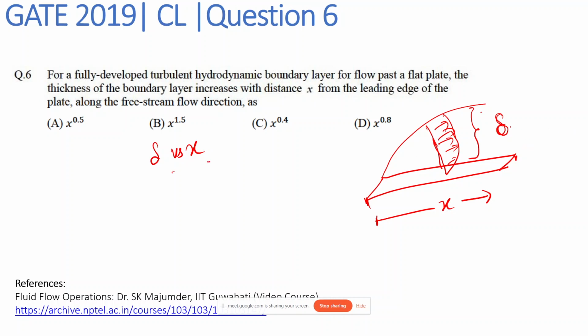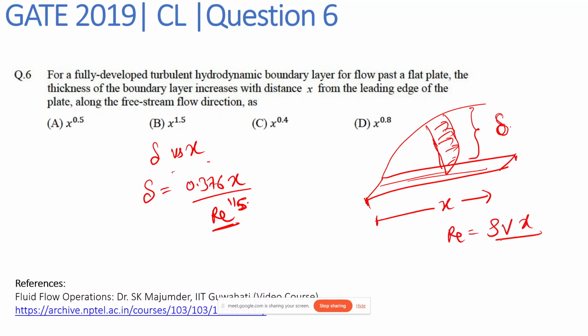So for turbulent flow over a flat plate, we can remember this correlation that delta is equal to 0.376 times x upon Re raised to 1 by 5. This is the constant that you need to remember in the fluid flow subject as well as in heat transfer. From here, the Reynolds number for the flow over this flat plate will again be rho v x upon mu, where v is the average velocity, rho is the density, and mu is the viscosity, and again these three terms are constant.